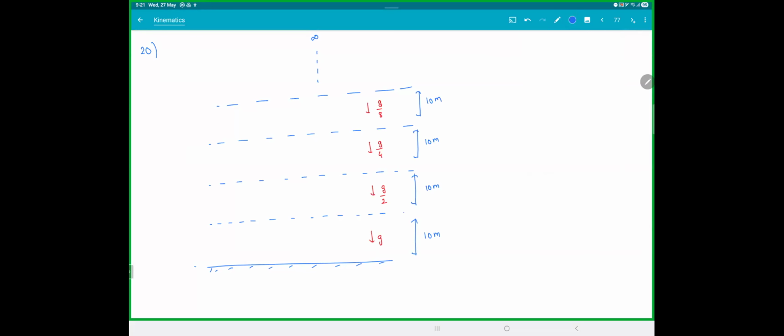Now, why is it happening? Don't worry about it. It is happening. The gravity becomes half for every 10 meters. The value of g is 10 meters per second squared. And now you threw a particle with speed u vertically.